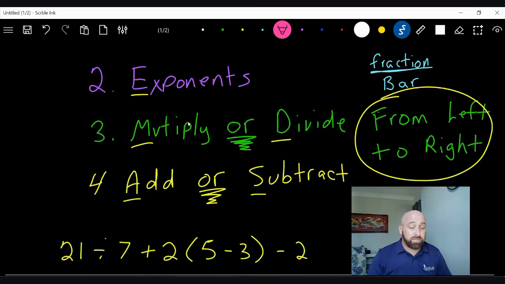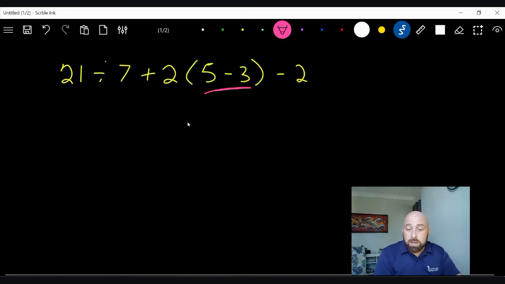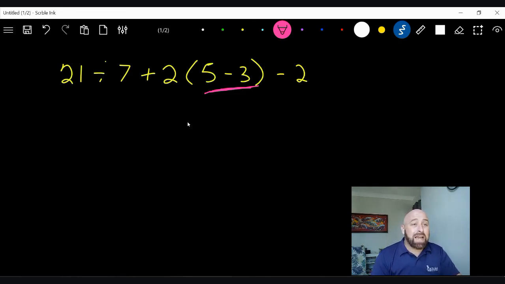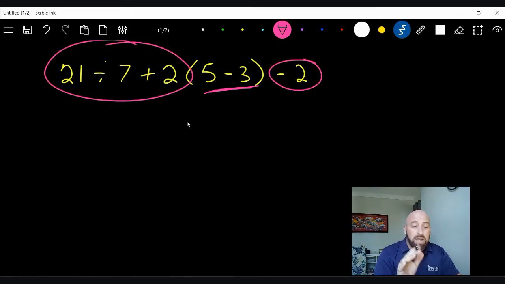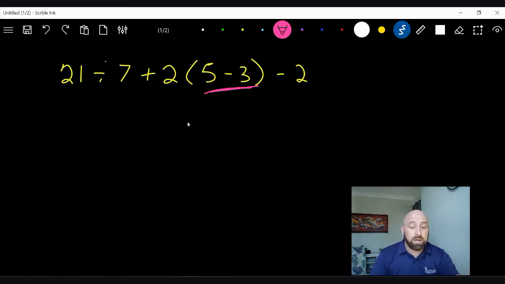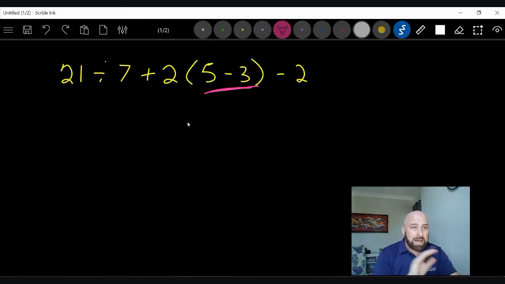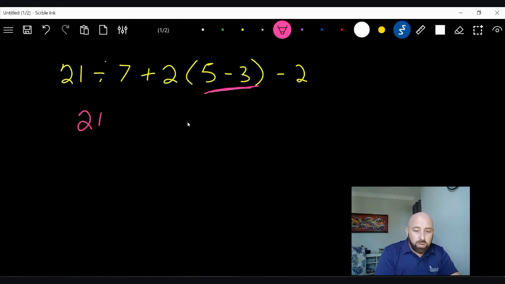It says parentheses first. So I'm going to go down here and I'm going to find my parentheses. There we go. We got some parentheses. And so I am going to do inside of the parentheses first. So all of this other stuff right here and right here, I'm just going to copy it down. I'm not going to do anything to it. Another mistake that students make is they try to do all this in one step and get it all confused. No, stop doing that. You're messing yourself up. 21 divided by 7 plus 2. Now let's do the parentheses. 5 minus 3 is 2, minus 2. Okay?